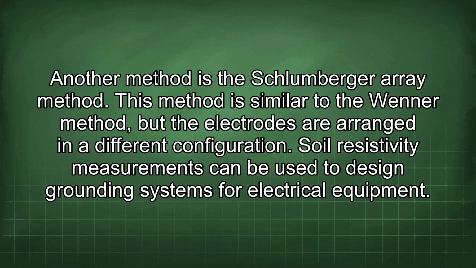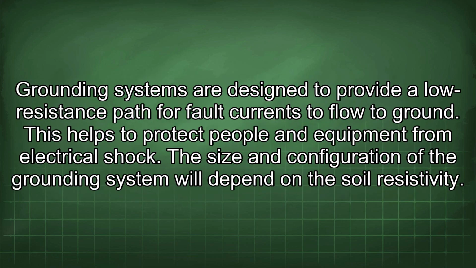Another method is the Schlumberger array method. This method is similar to the Wenner method, but the electrodes are arranged in a different configuration. Soil resistivity measurements can be used to design grounding systems for electrical equipment. Grounding systems are designed to provide a low resistance path for fault currents to flow to ground. This helps to protect people and equipment from electrical shock.